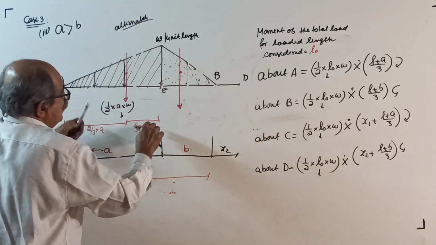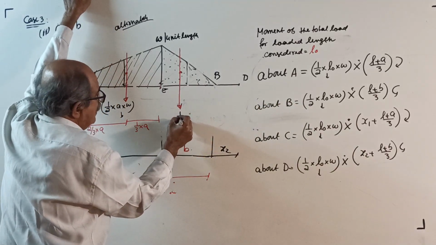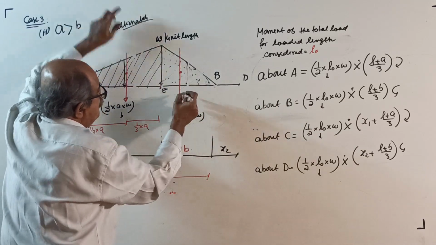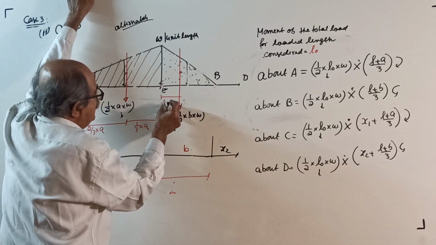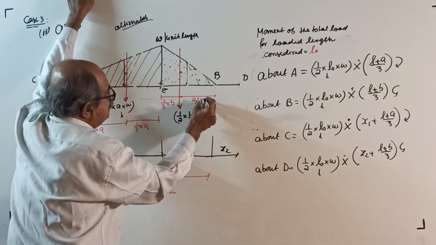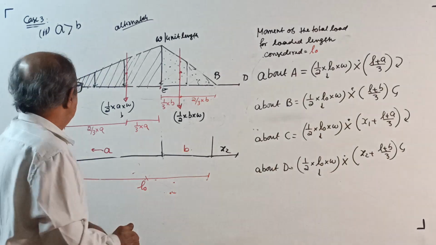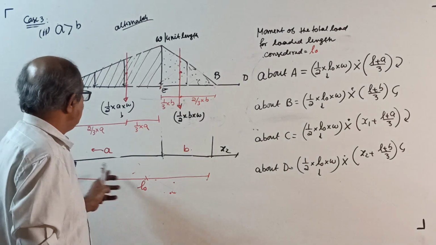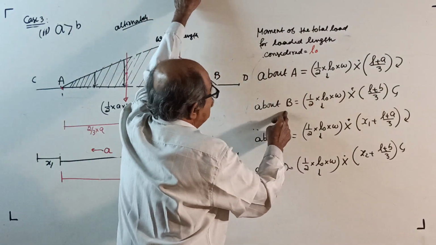This is the resultant load for loaded length of B, equal to half into B into W, which will be acting from here at 1/3 of B, and from here 2/3 of B. All this you are right. Now total load equals this load plus this load, that is actually equal to half into L naught into W only. Now moment about A, moment about B, etc.